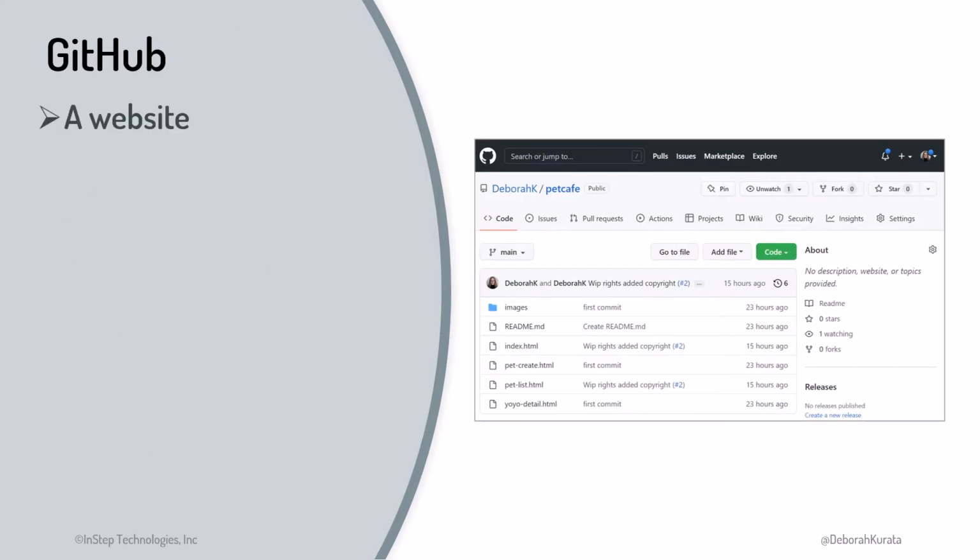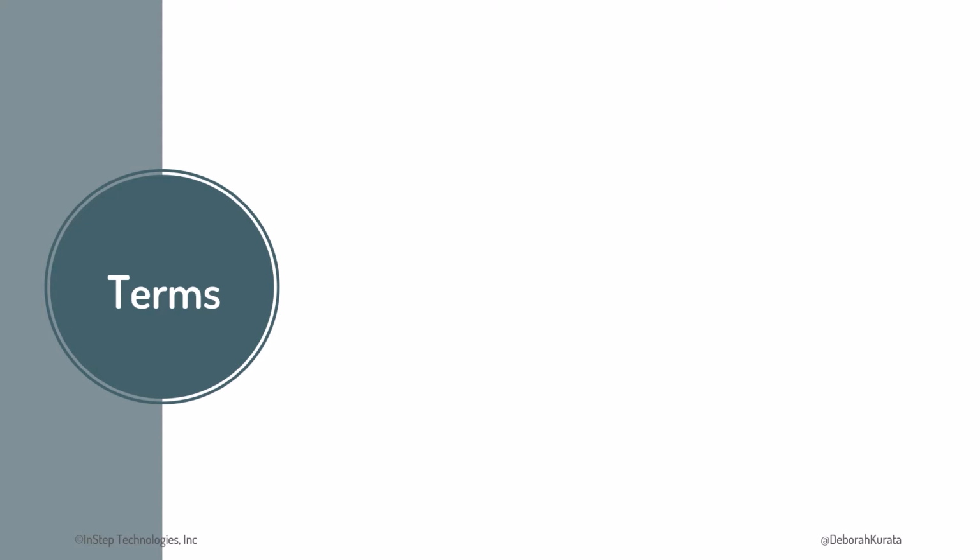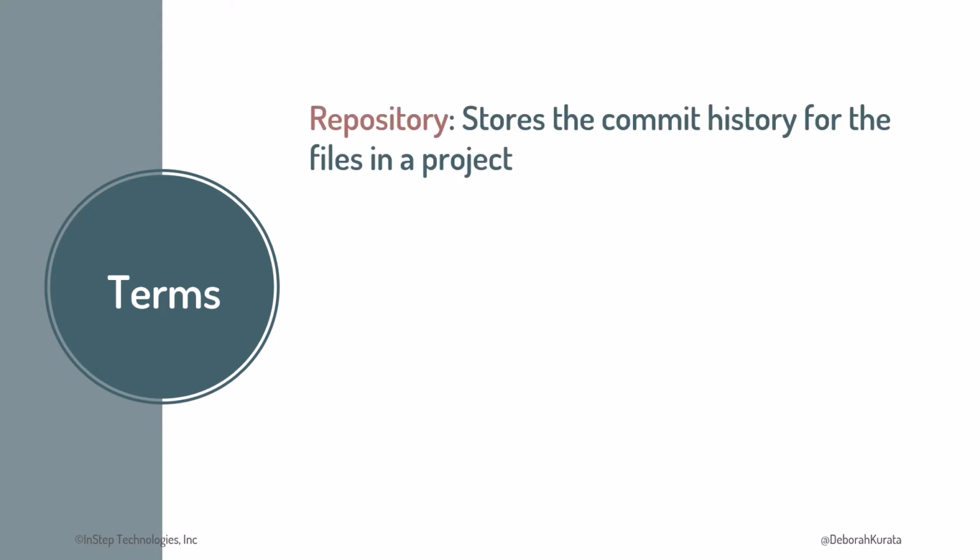GitHub is a website for hosting remote Git repositories, and it's a great collaborative development tool. It allows us to share code with anyone on the internet and has features such as issue tracking, pull requests, code reviews, and more.